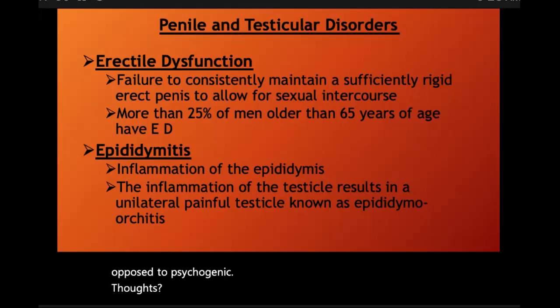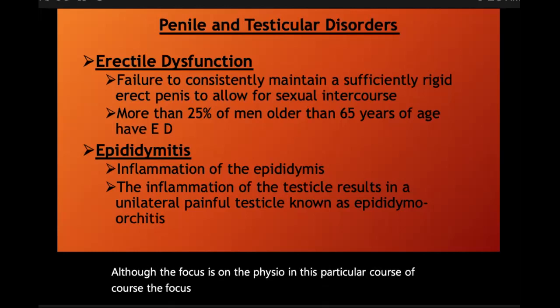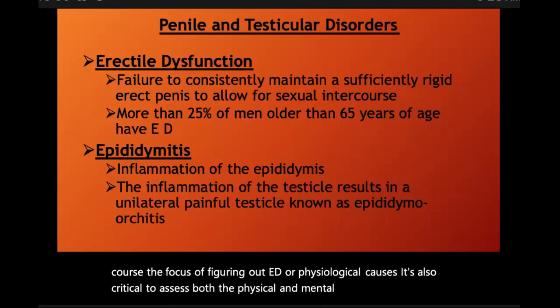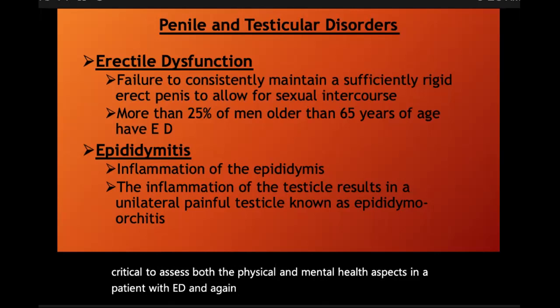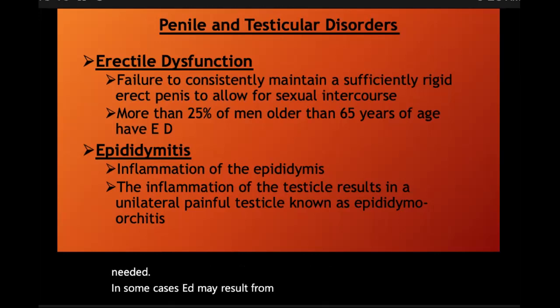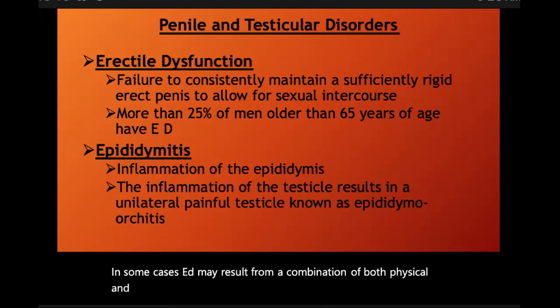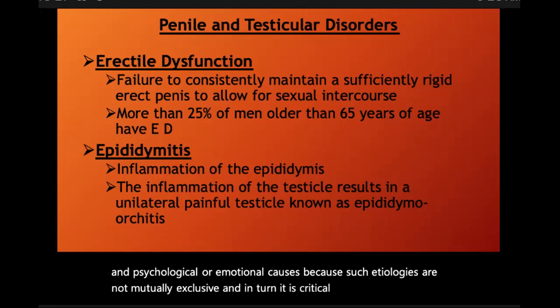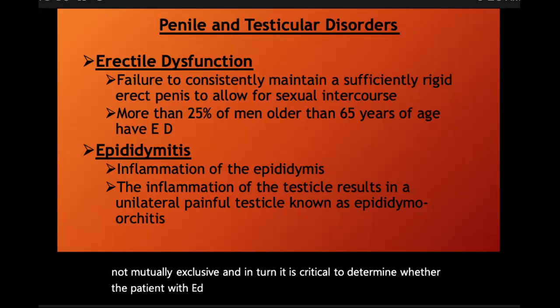Although the focus in this particular course is, of course, figuring out the physiological causes of ED, it's also critical to assess both the physical and mental health aspects in a patient with ED, and again, make appropriate specialist referrals if needed. In some cases, ED may result from a combination of both physical and psychological or emotional causes, because such etiologies are not mutually exclusive. And in turn, it is critical to determine whether the patient with ED still experiences sexual arousal despite the inability to achieve or maintain the erection.